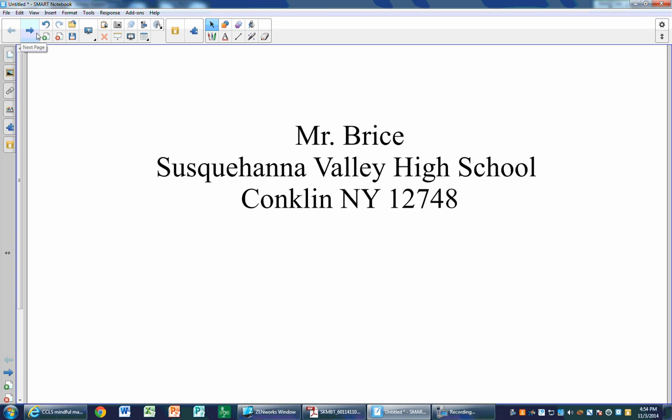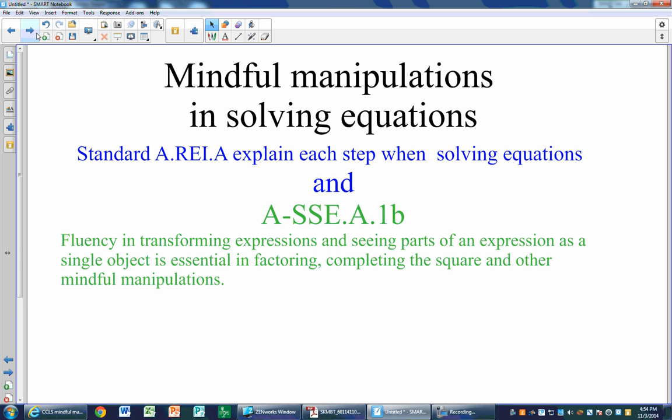There's my contact information. Today, we're going to be talking about mindful manipulations and solving equations. Standards are A.REI.A.1, explain each step when solving an equation, and A.SSE.A.1b, fluency in transforming an expression. This is mindful manipulation. So let's take a look at it.